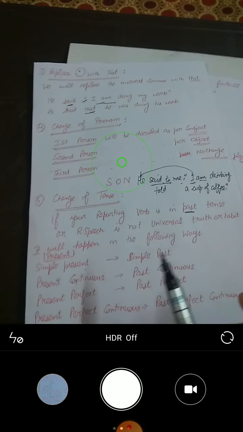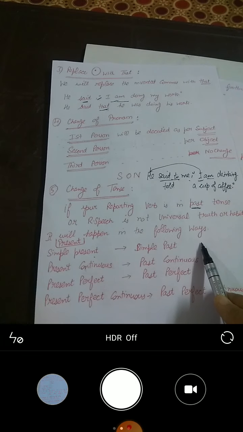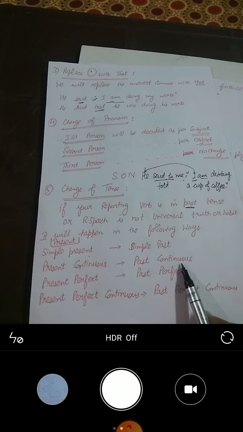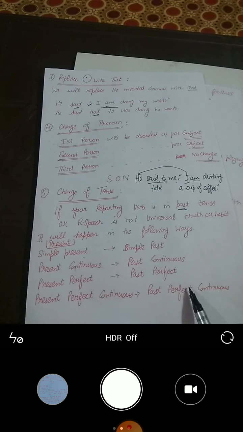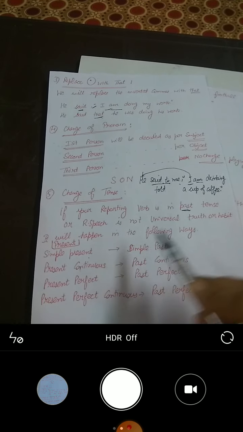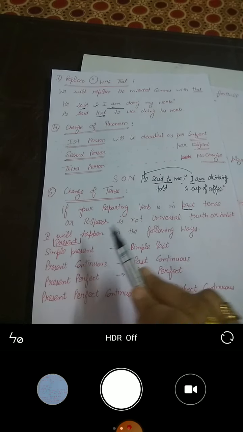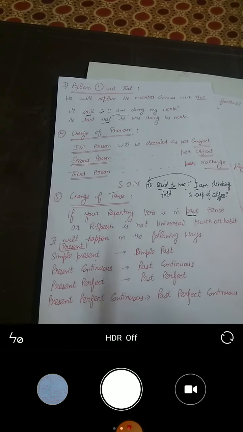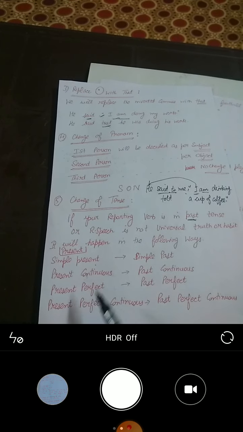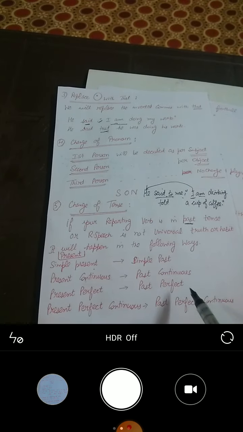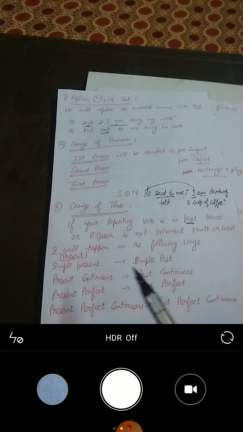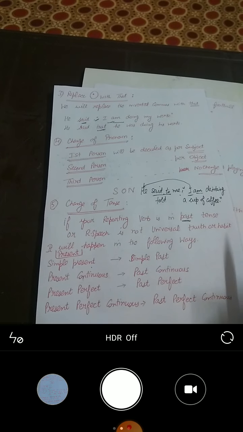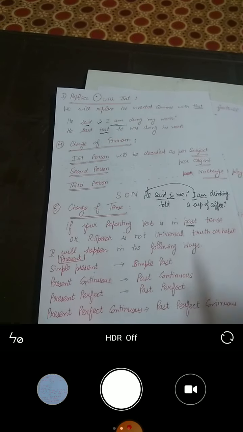So this is about, you will change the simple present into simple past, present continuous into past continuous, present perfect into past perfect, and present perfect continuous into past perfect continuous. So it is all about your present tense, means if your reported verb is in past tense and your reported speech is in present, then you will convert in this way. If simple present, it will become simple past. If present continuous, it will become past continuous. Also in this way you are going to change.